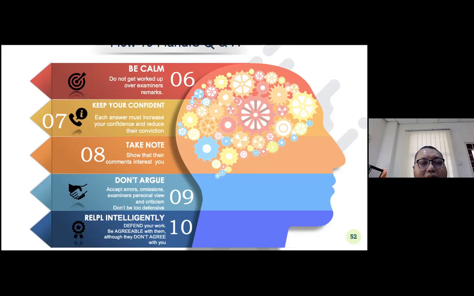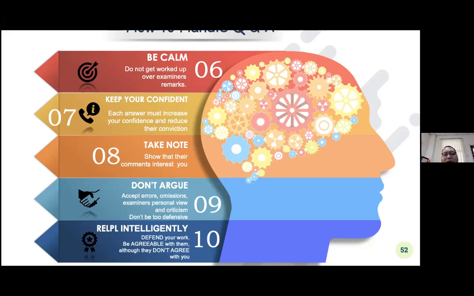Then another thing is don't argue. You can argue, but don't overdo it. You need to accept errors and omissions if the errors are acceptable. Examiners are people who know; if they argue about your findings, they will justify and give proof for their comments. So if you think the comment is acceptable, just accept the errors. You need to omit the examiner's personal views and criticism, and don't be too defensive. You can defend, but avoid being too defensive.